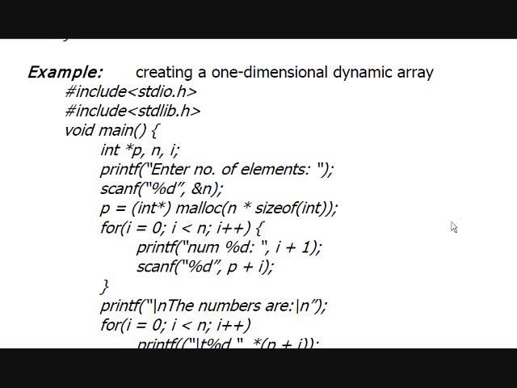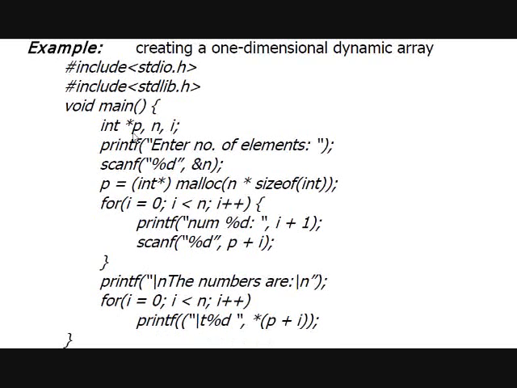Okay, so here's an example of how to create a one-dimensional dynamic array allocating the memory from the heap through malloc. Okay, so here in main we have a pointer variable p which points to an integer, and we have the variables n and i. So prior to allocating the memory, we ask first the user how many elements he or she wants to have in his or her program. So if the user inputs 5, then the value of n here is 5.